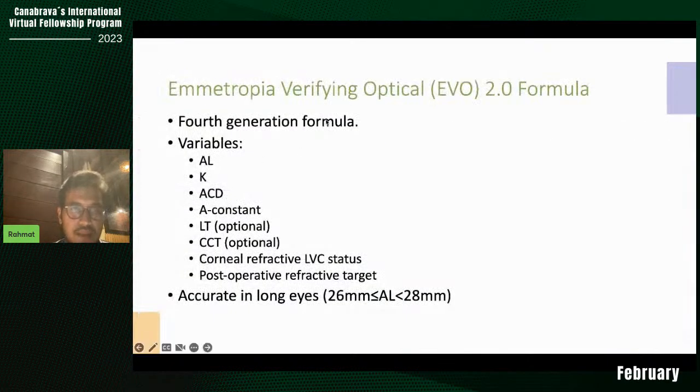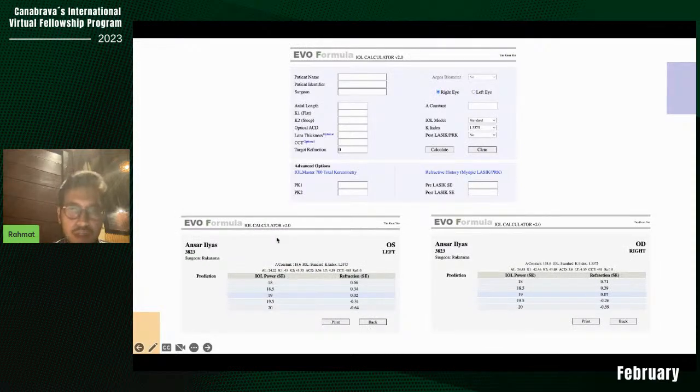And the next one is Emmetropia Verifying Optical, or EVO 2.0 formula. A study found that the EVO 2.0 formula is accurate in long eyes between 26 and 28 millimeter. And it is also available online.